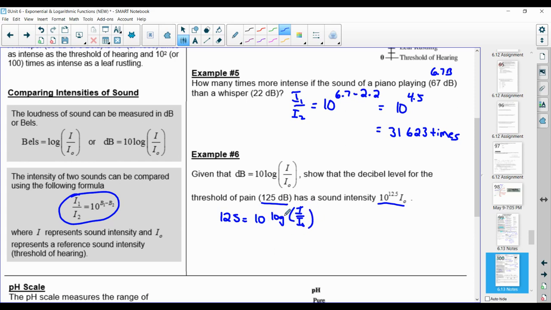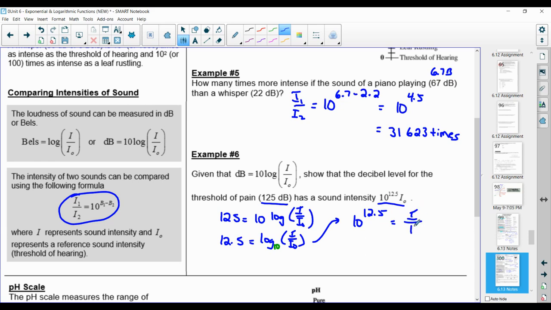Now, to get our logarithm by itself, we have to divide by 10. 125 divided by 10 is 12.5, and that's going to give us log of I over I0. Now remember that there is a little 10 that's written there, we just don't see it, so we can rewrite this as an exponential function, and so we can rewrite it as 10 to the 12.5 equals I over I0.